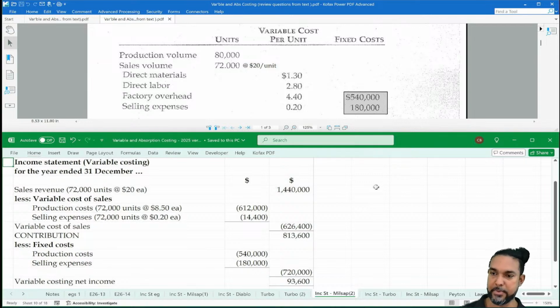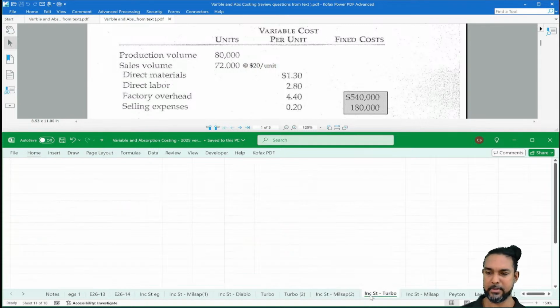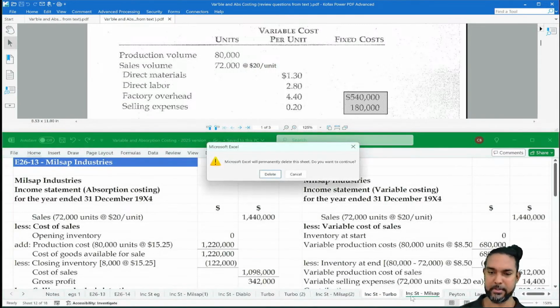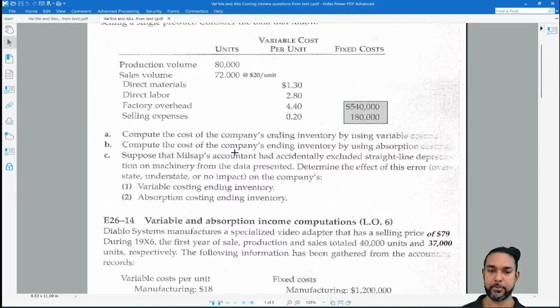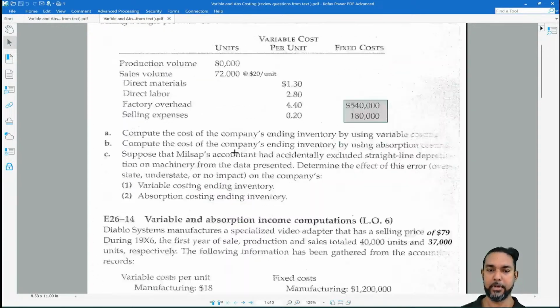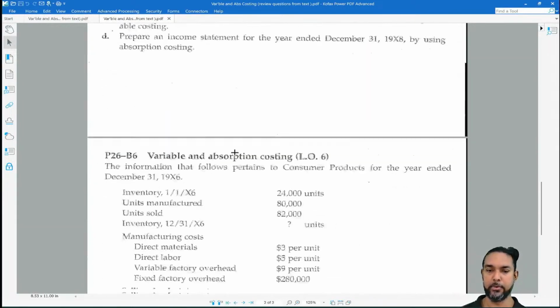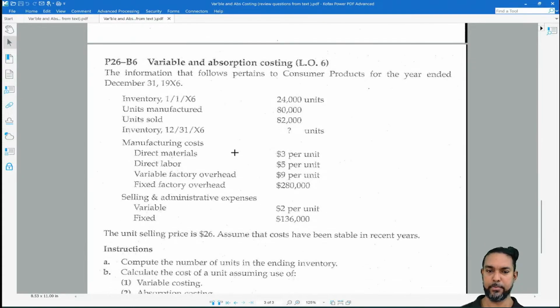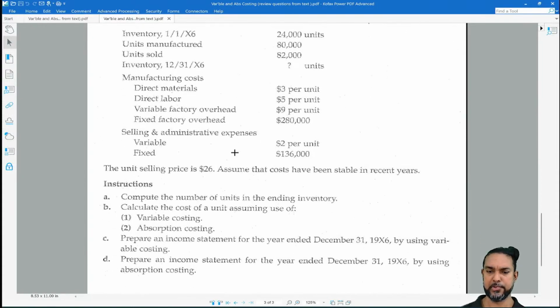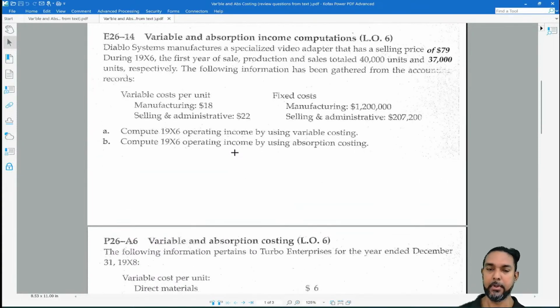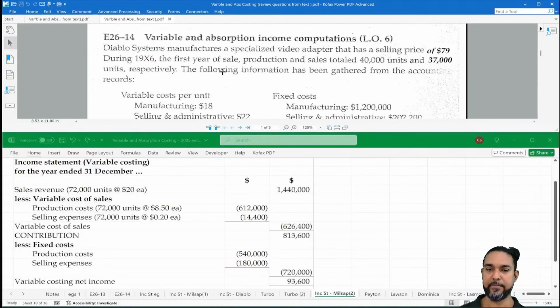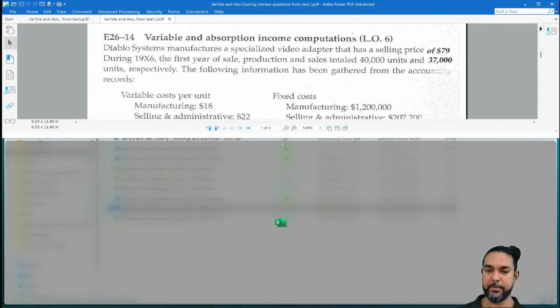So that was that particular item there. That is Milsap. I think I'm going to delete those items because I don't want them anymore. Let's go back here now. So we did Milsap, we did Turbo. There's a consumer products one, we'll come back to that. There was Diablo, and we already have some information for Diablo.